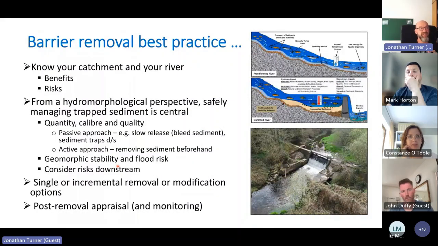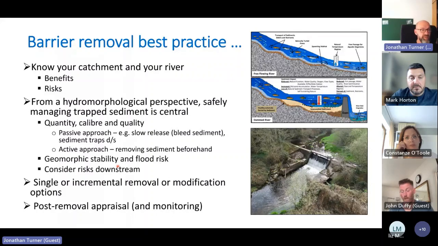And I guess the first thing I would say, and I guess practitioners would say, is you need to know your catchment and you need to know your river. And when I'm thinking about the river, you also need to know what your river is like in that particular location. And you need to do that in terms of looking at the benefits. What are the benefits of the barrier removal, and also what are the risks?